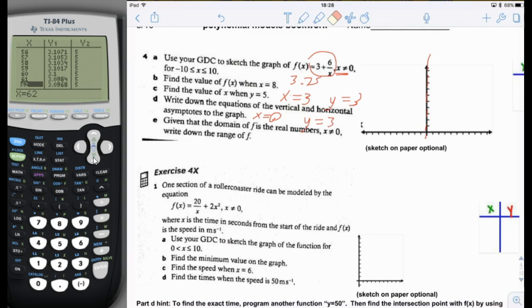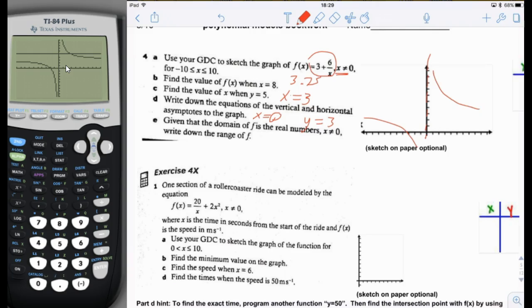Okay? Alright, last question. Given that the domain of f is the real numbers and x is not equal to 0, write down the range of f. Okay, so let's go back to the graph again. Alright, so we know that this function kind of looks like this, and it's got a horizontal asymptote at y equals 3. We draw a dotted line there.